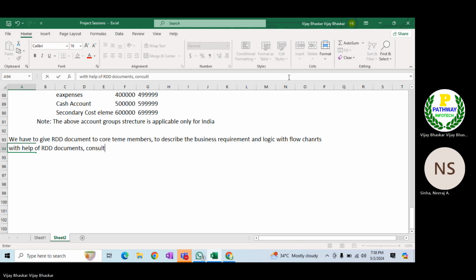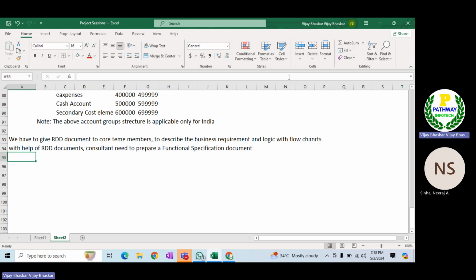the consultant needs to prepare a functional specification document. Exactly, a functional specification document. How is the functional specification document to be prepared?